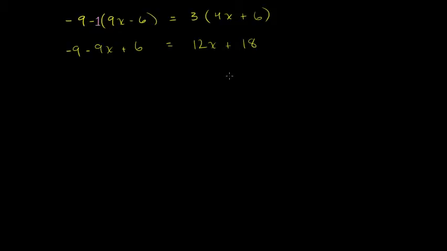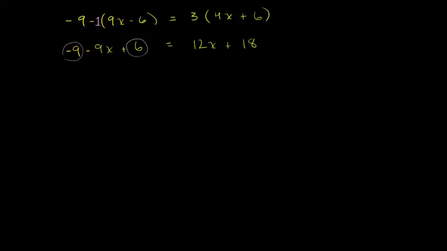Now let's combine our constant terms if we can. We have a negative 9 and a 6 here. On this side, we've combined all of our like terms. We can't combine a 12x and an 18. So let's combine the negative 9 and the 6, our two constant terms on the left-hand side of the equation.